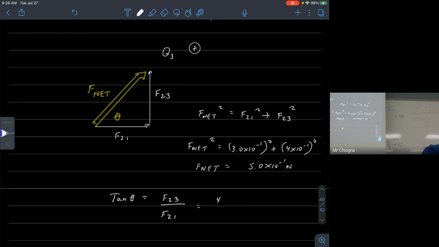Does it say magnitude? So if they just say magnitude, you're done here. But let's calculate the angle. Let's say the question was, what's the net force? They asked for the magnitude, so this is sufficient. But if the question is, what's the net force? You have to go an extra step. What's the angle? So let's do that.